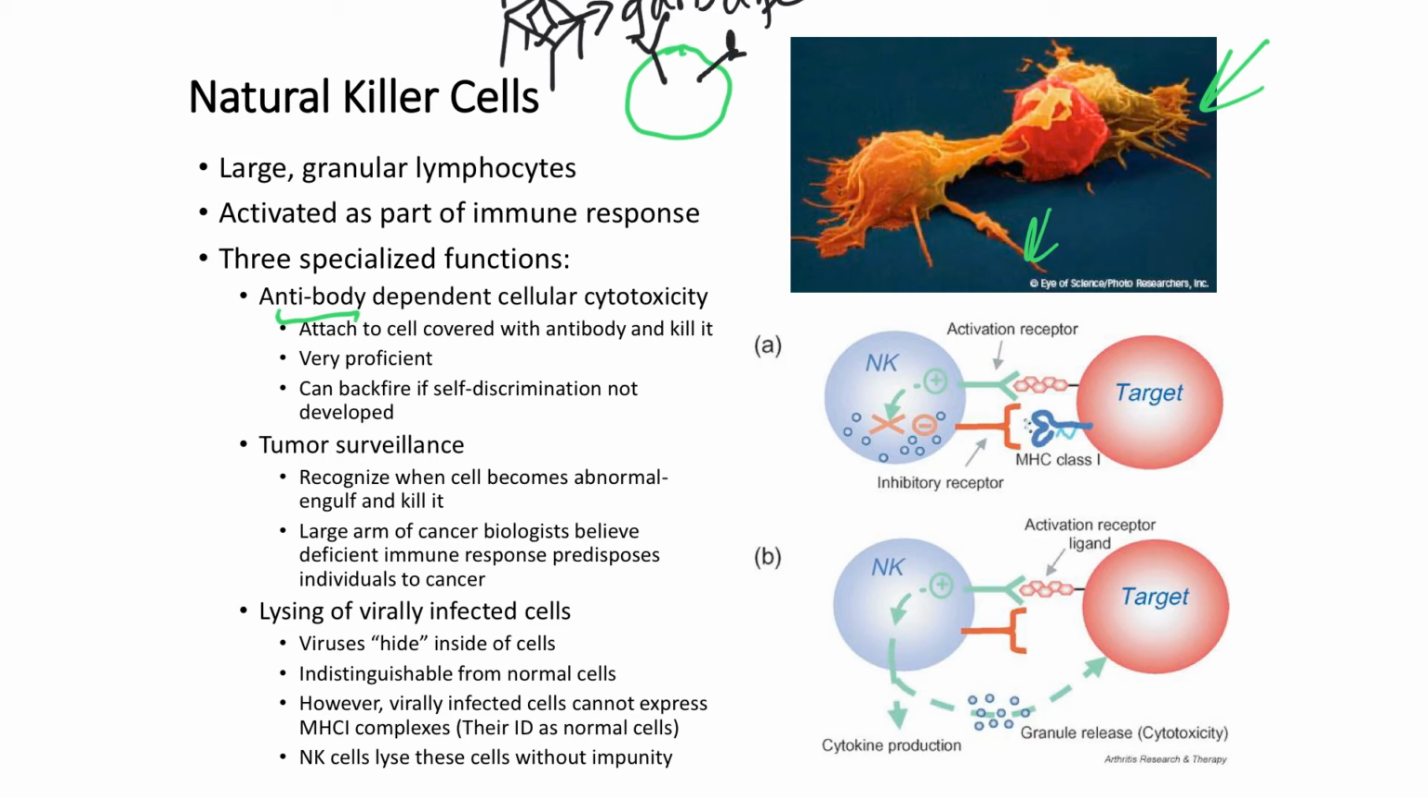When an antibody is on a cell, the cells in the body know that it's infected and it's okay to kill it. When the cells move in to kill that cell, that's called antibody-dependent cellular cytotoxicity. So, killing cells when they're covered in antibody. Very proficient system. It works as long as self-discrimination is evident, meaning that the natural killer cell knows the difference between a pathogen, like this Neisseria gonorrhea, and a normal cell like a red blood cell.